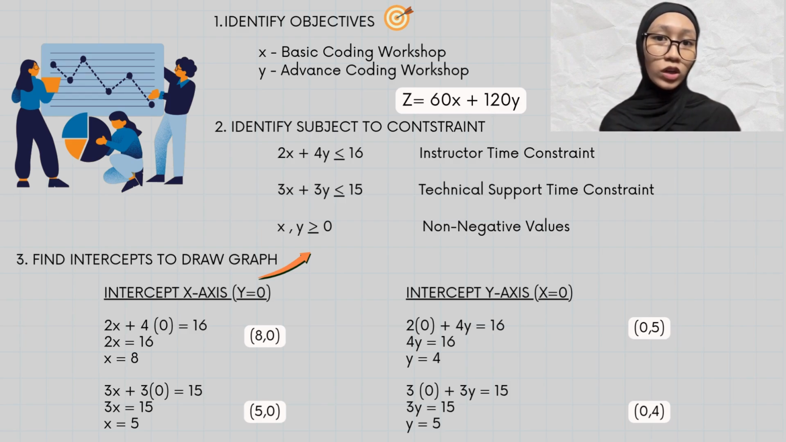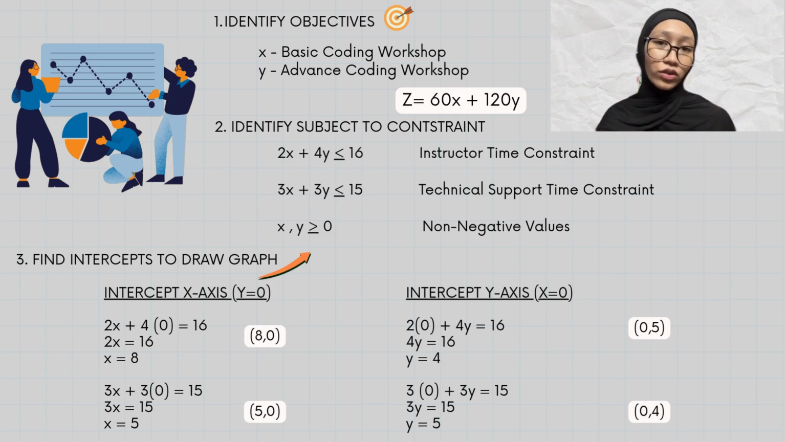For the second step, we will look at the constraints that limit Sarah's choice. Based on the information, each basic workshop takes 2 hours of instructor time and 3 hours of technical support time. The advanced session takes 4 hours of instructor time and 3 hours of technical support. Sarah has only 16 instructor hours and 15 technical support hours available. From this information, we can form two inequalities. The first one is 2x plus 4y is less than or equal to 16 hours, and the second one is 3x plus 3y is less than or equal to 15 hours. Also, since she can't run a negative number of workshops, x and y are at least 0.